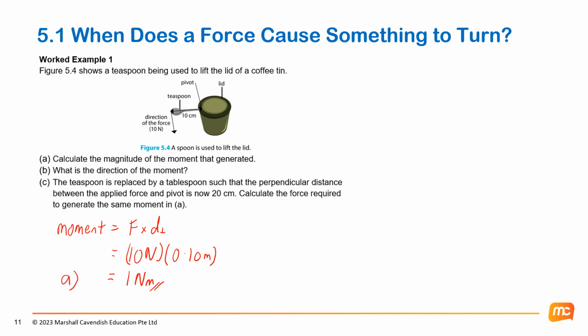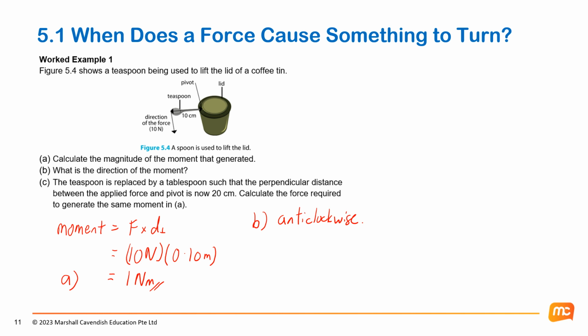Now for B, what is the direction of the moment? You can see over here, based on the diagram, this is going to be an anti-clockwise direction. A further note, if you use counterclockwise instead of anti-clockwise, that is also acceptable. We are not going to penalize you for that. Both are equally valid. Now for part C, we replace this teaspoon by a longer tablespoon. The perpendicular distance is now 20 cm. Calculate the force required to generate the same moment.